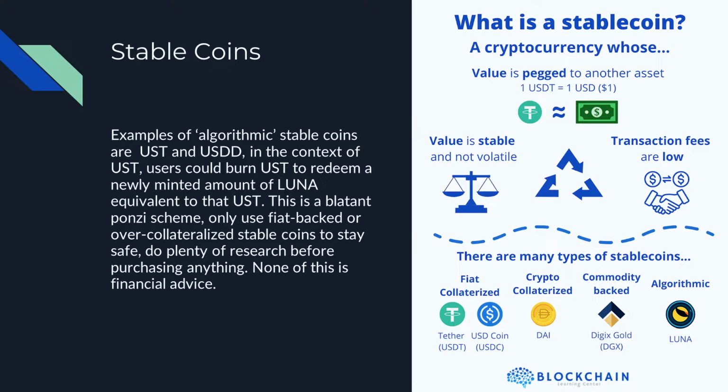In the context of UST especially, there's been a lot of money lost recently due to the way that this system was designed. Users could burn UST to receive newly minted Luna, and so the Luna supply inflated rapidly as the value of it went down. Even more of it was needed to be minted in order to back any given UST, and the value of both plummeted. UST, I think, ended up going down below 30 cents, and I'm not sure where it is today. I would highly recommend people stay away from these types of systems.